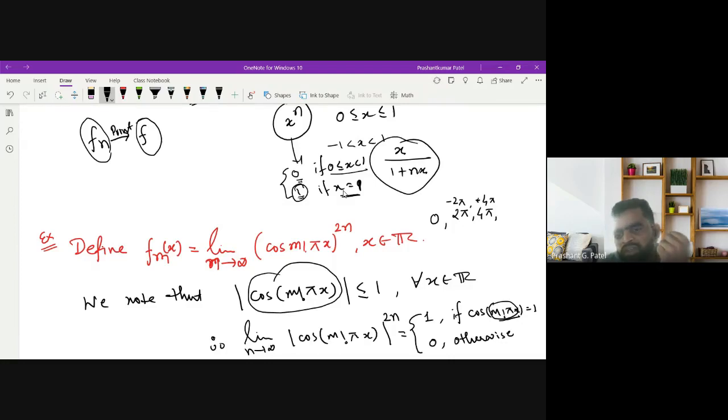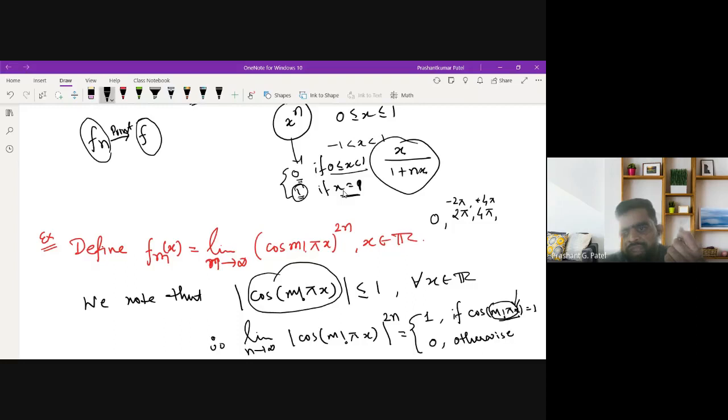What is the restriction on x? m factorial pi is already there, so pi is there. Whenever this value of x is an integer, because m factorial always contains an even number for m more than 1, like 2 factorial, 3 factorial. If x is an integer, and even if it is -1, we don't have a problem because power 2n is there.